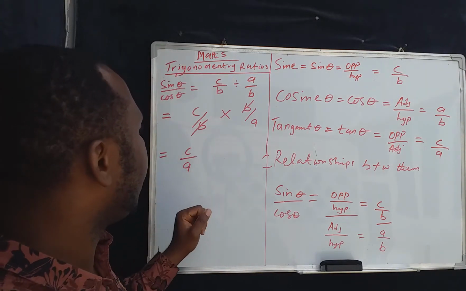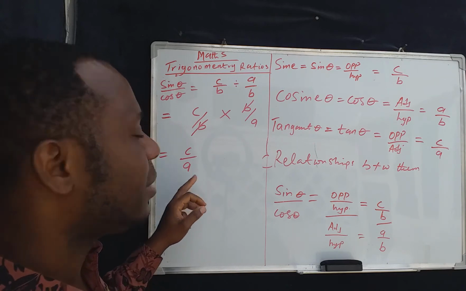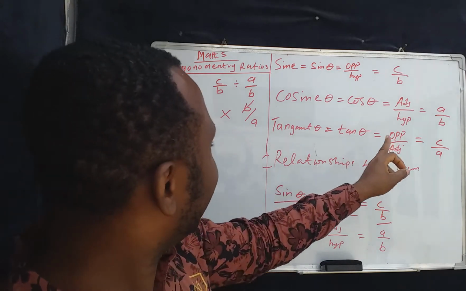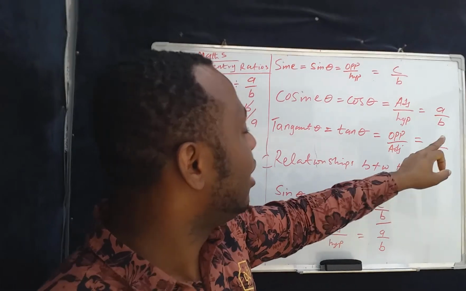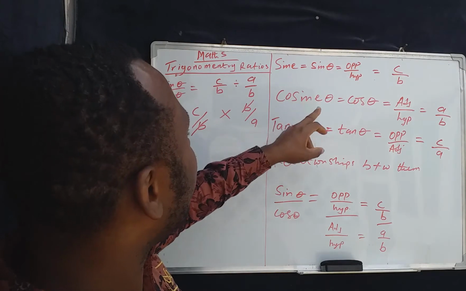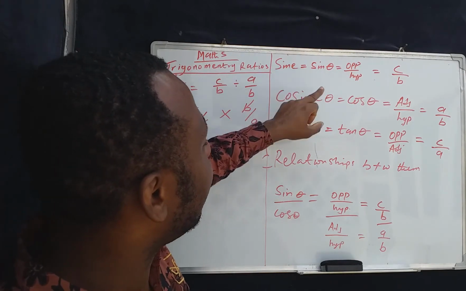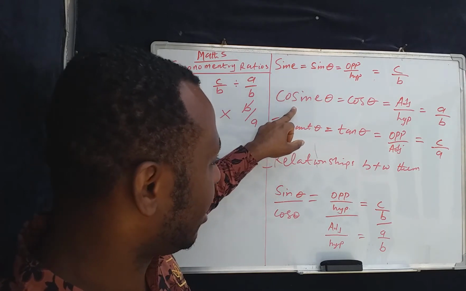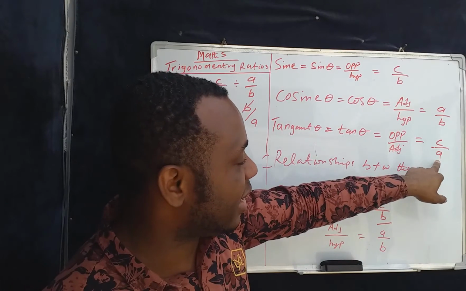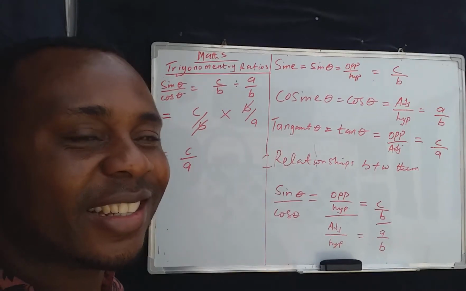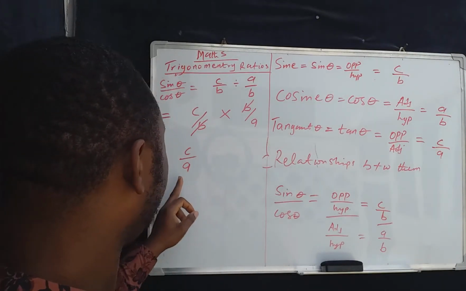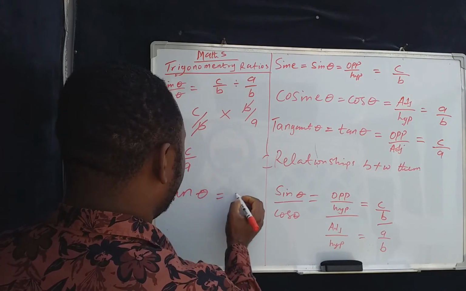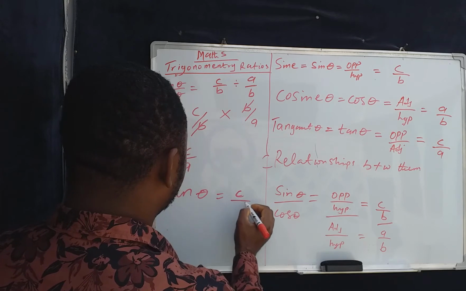What is C over A? Tan theta. See it here. Tangent. Tan theta is C over A. So it implies that when sine theta is divided by cos theta, we're going to get tan theta. Do you understand it? Now, this is tan theta, which is C over A.